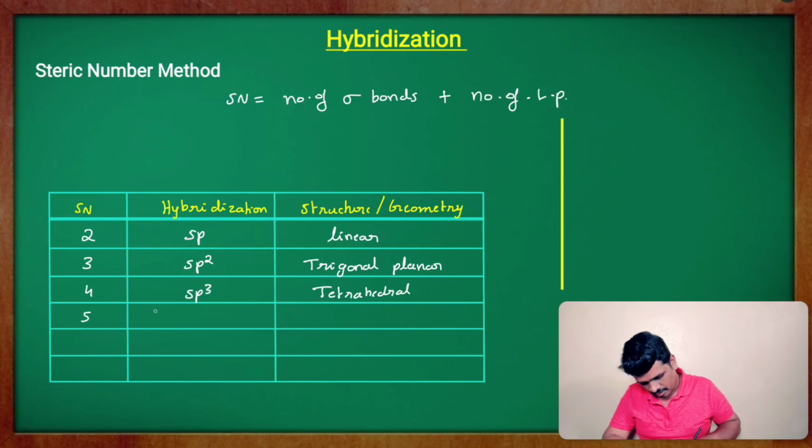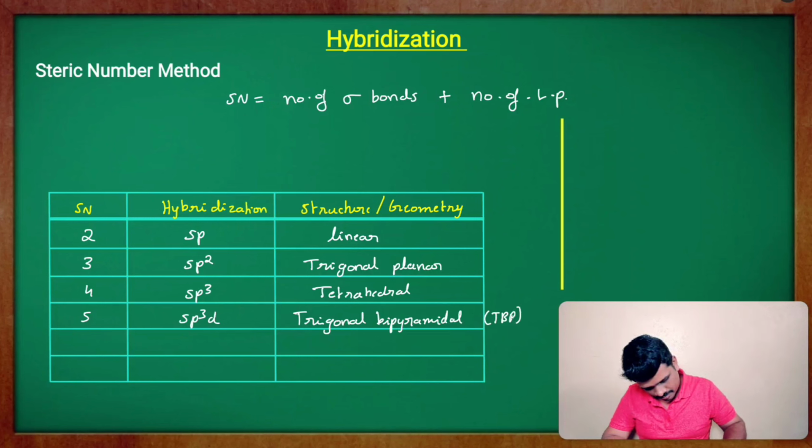If the steric number is 5, then the hybridization will be sp3d. Then the geometry will be trigonal bipyramidal, which is also represented as TBP in short. If the steric number is 6, then the hybridization is sp3d2. In this case, the geometry will be octahedral.